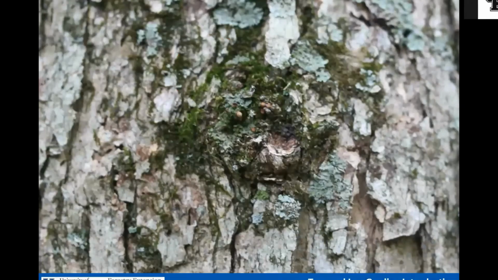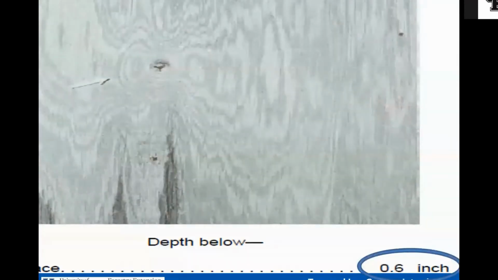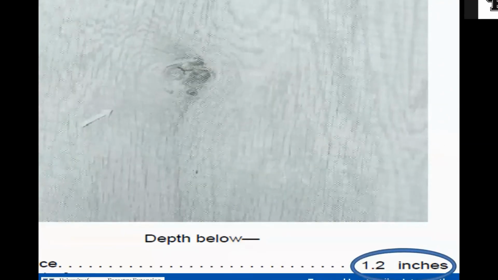And so here we have another small branch knot cluster. Here at just a little over 1/2 inch in, we can see this defect showing up. We go in a little over 1 inch, and you can see the cluster.